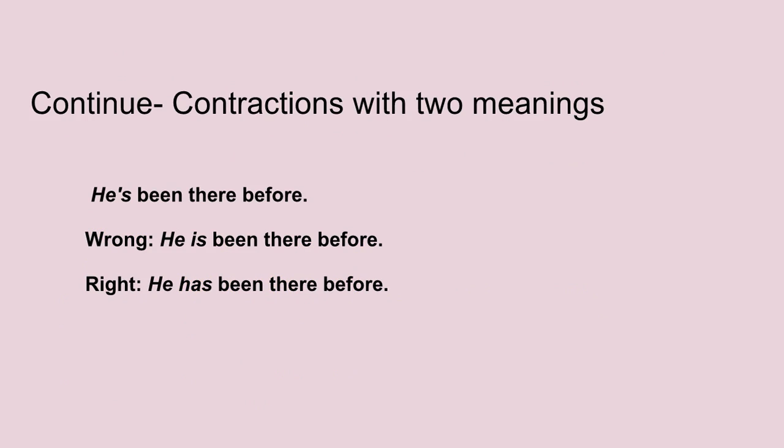Continuing with contractions with two meanings, we have one more example. He's been there before. It could be he is or he has. Let's try he is first. He is been there before. Wrong. Let's try he has. He has been there before. That is correct and makes sense in the sentence. That is the right two words that make up the contraction he's in this particular sentence.